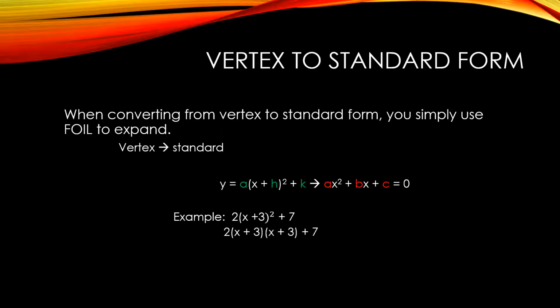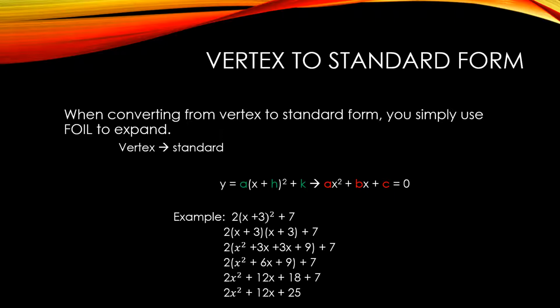First order of business is duplicating the bracket since it's to the power of 2. Then we FOIL, simplify the terms within the bracket, distribute the coefficient 2 to all the terms that are in the bracket, and finally, we simplify our constants 18 and 7, which add to 25. Our final equation is 2x^2 + 12x + 25.